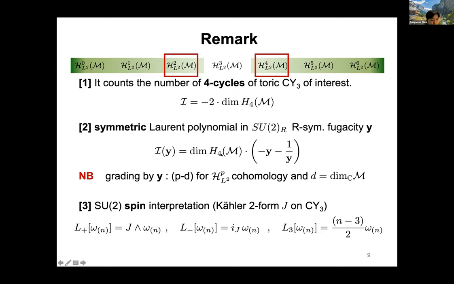end up with this Laurent polynomial in Y fugacity. And this Y fugacity has meaning in 4D or 5D gauge theory, because it captures the SU(2) spin on the gauge theory side. So this means we end up with spin-half states, whose number is equal to the number of four-cycles in the Calabi-Yau 3 side.